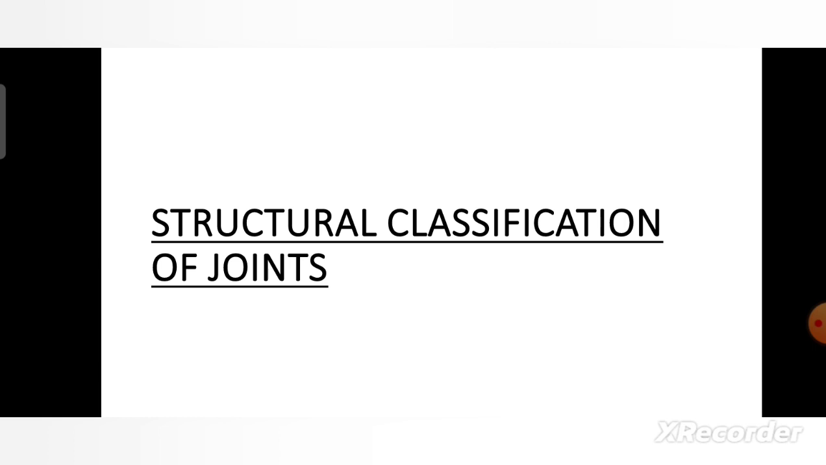So in this presentation, we'll talk about the structural classification of the joint. According to this, joints are of three types: fibrous, cartilaginous and synovial. In the last two presentations, we talked about the fibrous and the cartilaginous joints. Now we'll discuss the synovial joint.